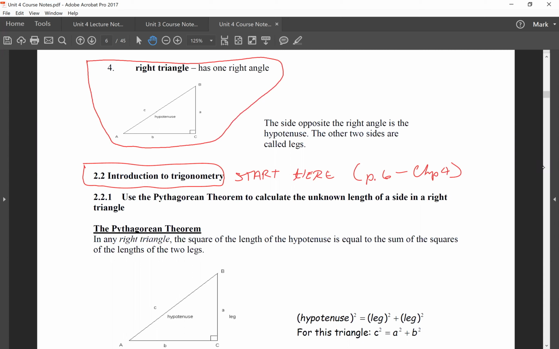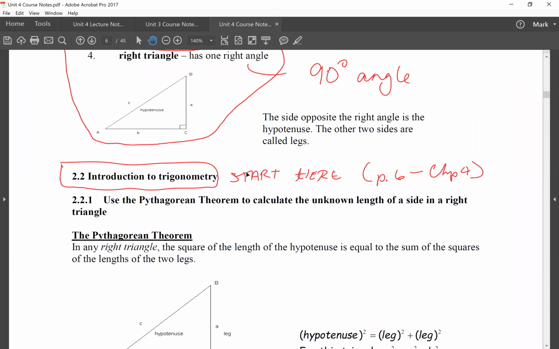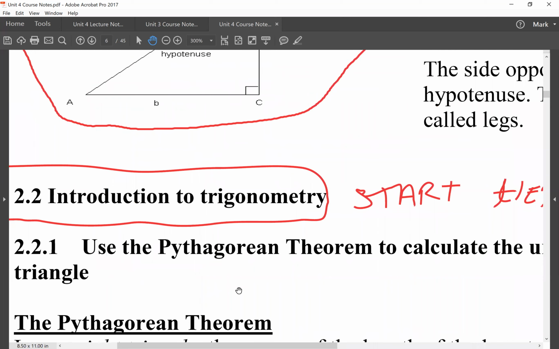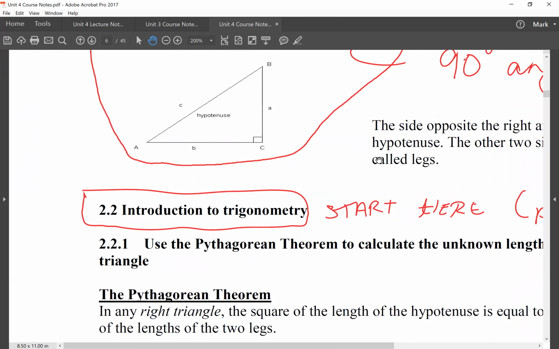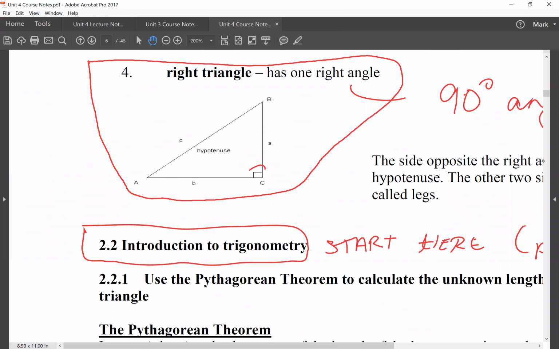What is a right triangle? A right triangle is a triangle, so a shape with 3 sides, that has a 90-degree angle. And in math or physics, we represent a 90-degree angle with this shape here, this little square. This means 90 degrees. We're going to talk about degrees and about these triangles as we move forward.